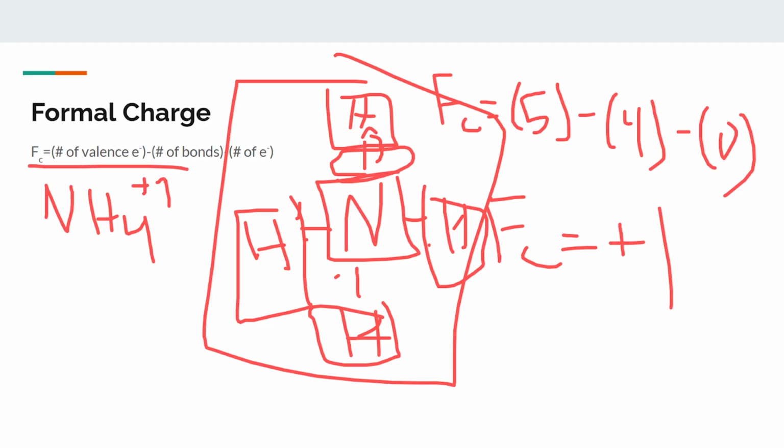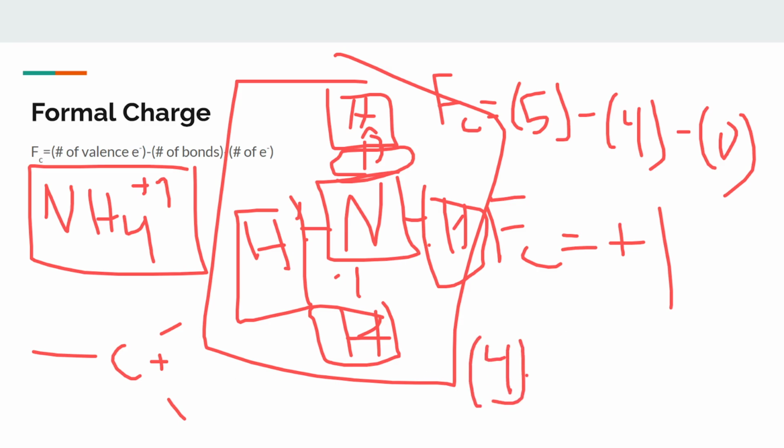So we know that the entire molecule is plus 1. This is also important for later on down the line for carbocations. This is because we have 4 valence electrons minus 3 bonds minus 0 lone pairs, which equals positive 1. So this would be a nitrogen cation, and that would be a carbocation.